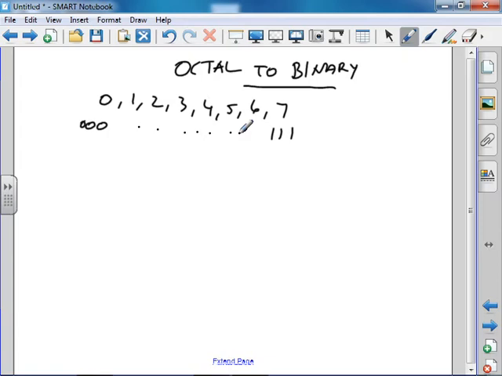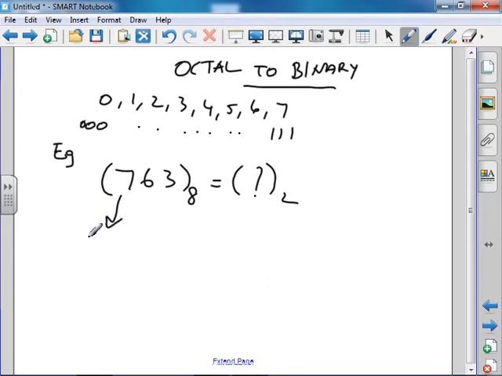Look at this example. Convert the given octal number into binary form: 7, 6, 3. It's an octal number. What is its equivalent binary number? It's very simple. You just write its equivalent binary number. You see 7. What is its equivalent binary number? 1 1 1. 6, its equivalent is 1 1 0.